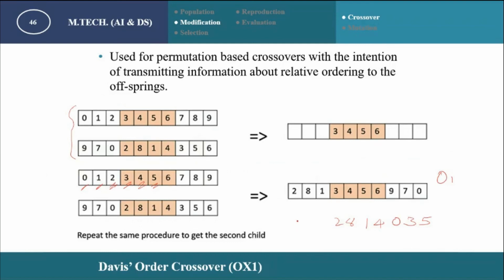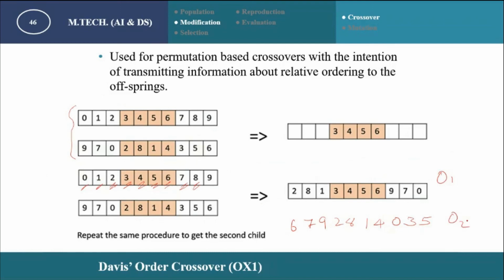Somewhere I made a mistake, I think. 2, 8, 1, 4. That is there. 0 is inserted. 1 is not required. 2 is not required. 3 is required. 5 is required. Then 6 and 7 are inserted. Then 8 is already here, so you don't have to insert 8. Then again 9. So this will be O2.